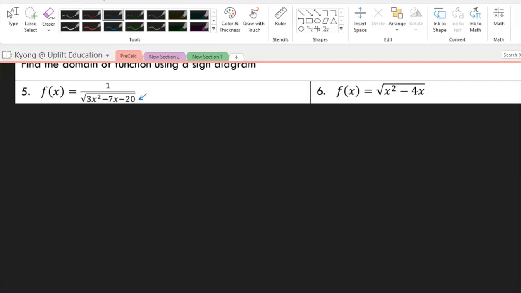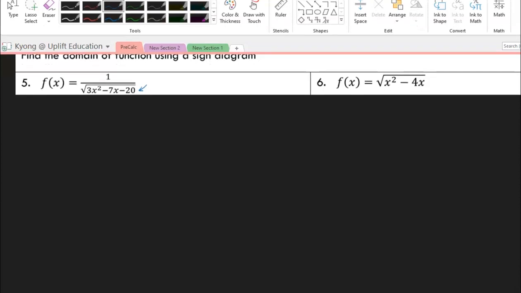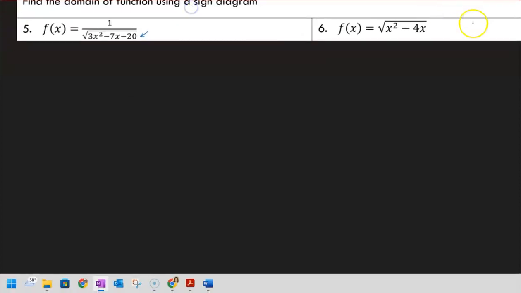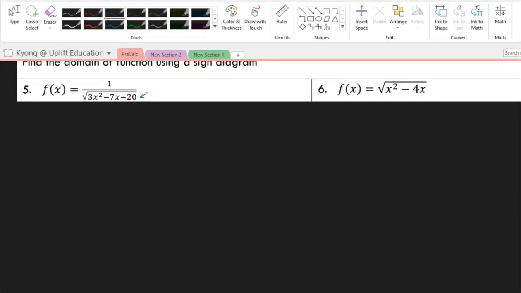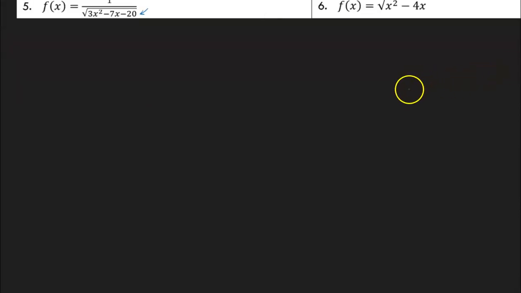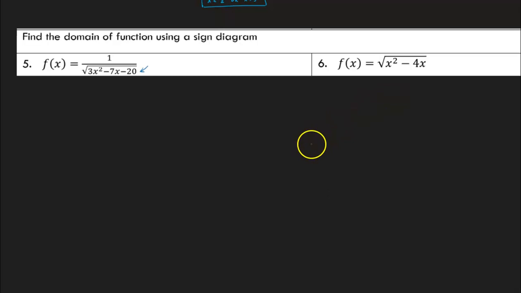It is, let me go ahead and move this down like that. Oh. Now it's better. Okay.